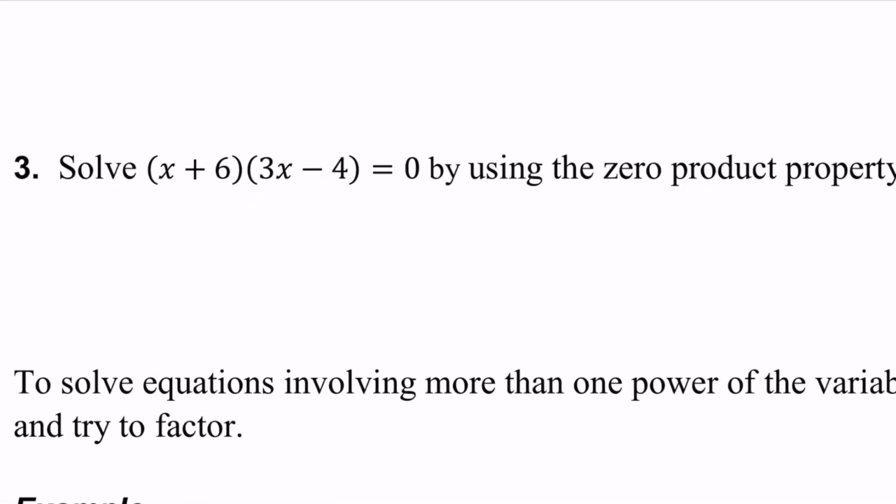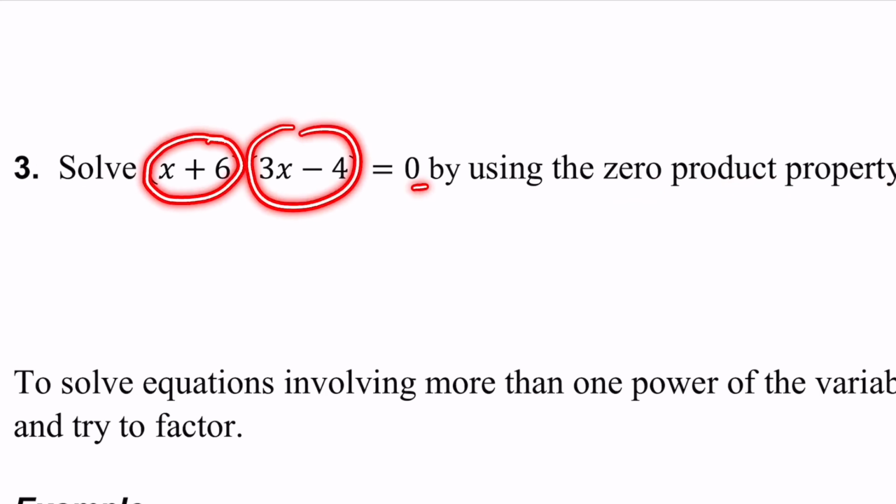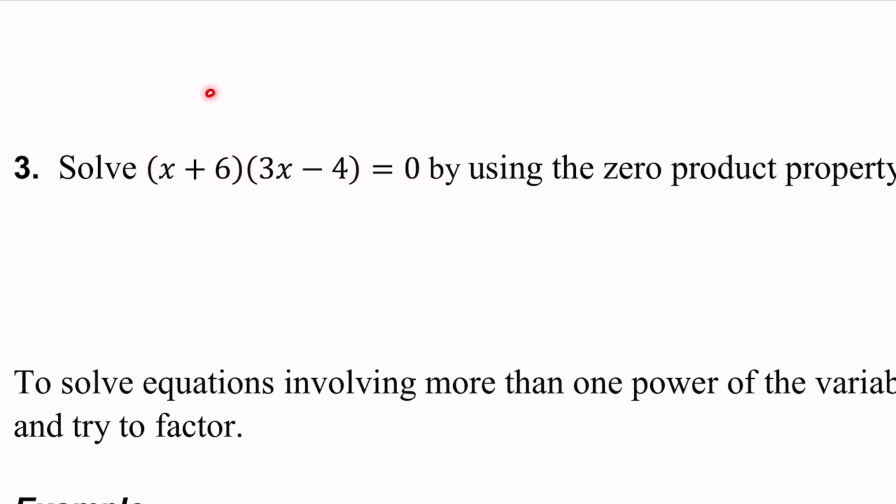Now this is one of the easiest zero product properties that we can use. So when we are saying zero product property, that means we are multiplying two pieces together to equal 0. If your answer is 0, then something has to be 0. So either this piece has to equal 0 or this piece has to equal 0.